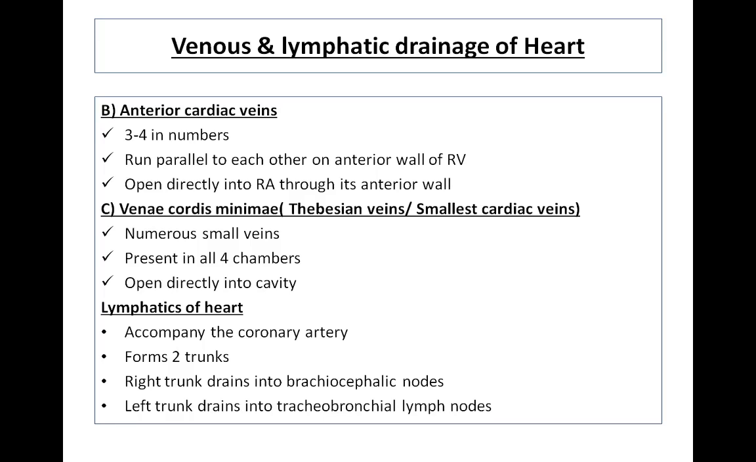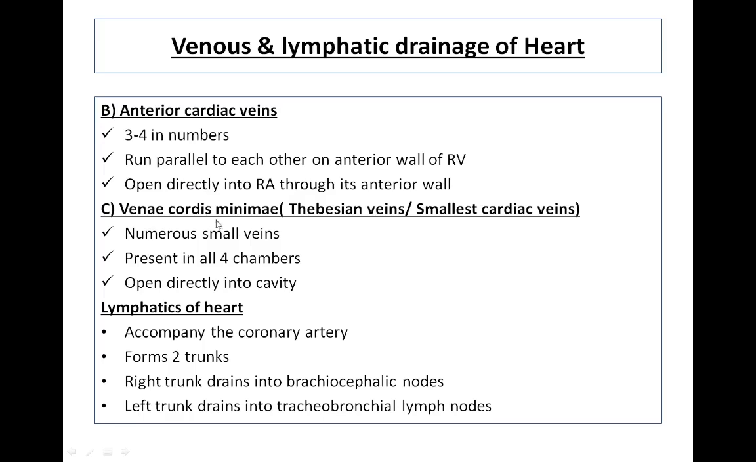Now anterior cardiac vein. The anterior cardiac vein and venae cordis minimae are not going to drain into the coronary sinus. They will directly drain into the heart chamber. So anterior cardiac veins, there are 3 to 4 in number, run parallel to each other on the anterior wall of the right ventricle and open directly into the right atrium through its anterior wall. So instead of opening into the coronary sinus, they open directly into the right atrium.